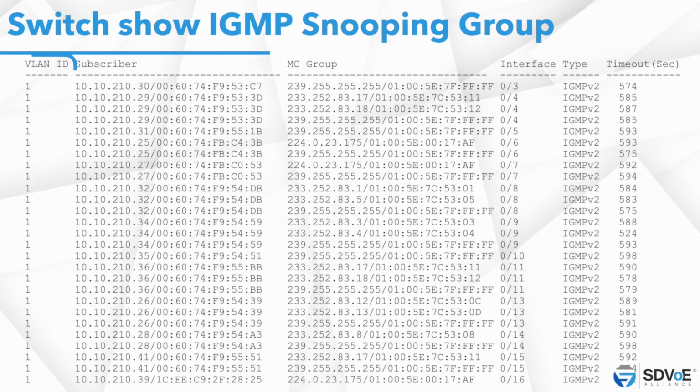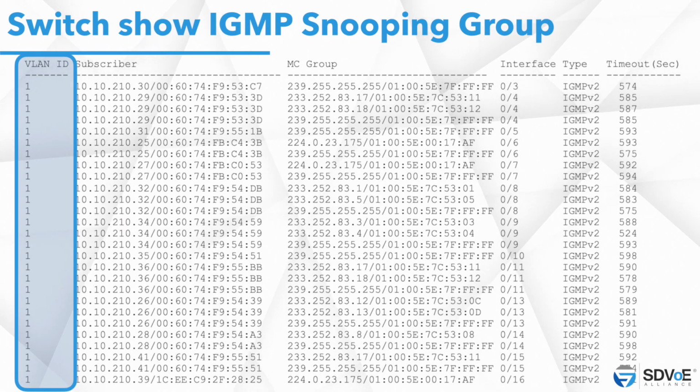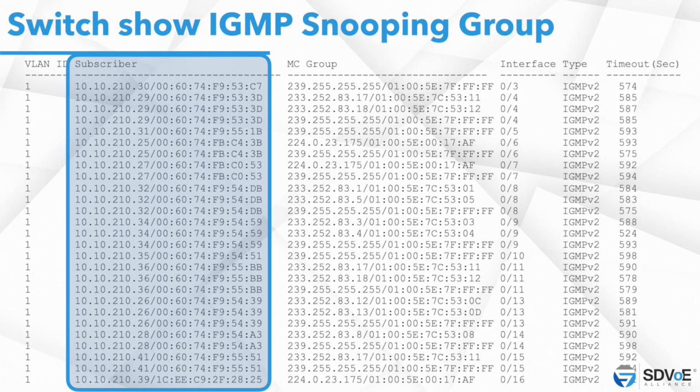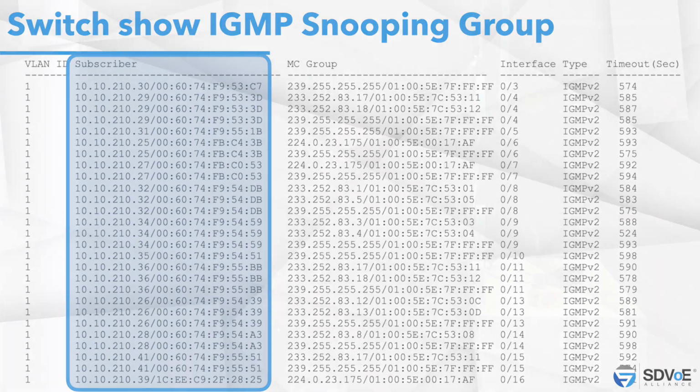Usually the command is show IGMP snooping group. That's the command on the NETGEAR switches, for instance. And here we can clearly see that in the VLAN 1, we have a whole lot of subscribers, so clients, receivers, decoders, right? With 1010XX subnet IP addresses. And they all subscribe to various IGMP groups so that they get that multicast.